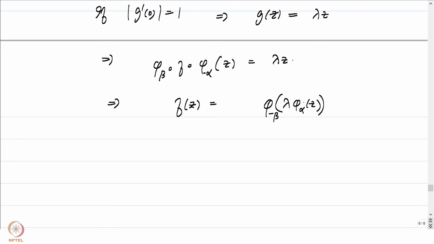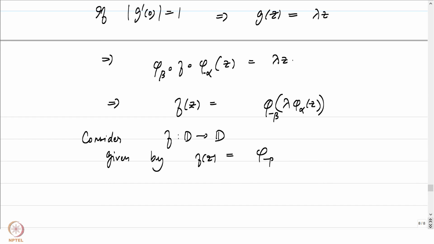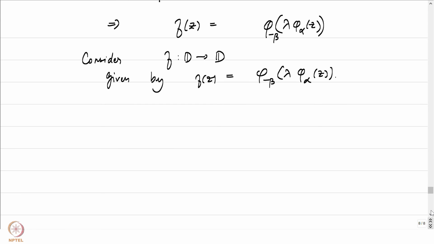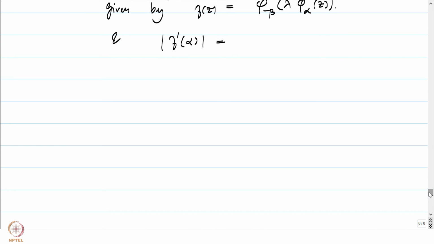So consider f from the unit disk to itself given by f of z is equal to phi minus beta of lambda phi alpha of z. If you consider this particular function f of z, which is given by phi minus beta of lambda phi alpha of z, this is a function which maps alpha to beta, and the absolute value of f prime at alpha is equal to the maximum, which is given by 1 minus mod beta square by 1 minus mod alpha square.